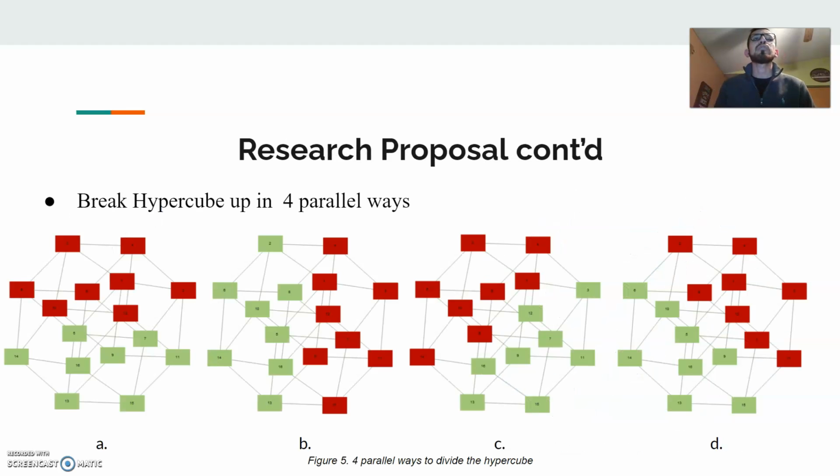Next, we are going to break up the hypercube into parallel ways as we did in the previous example where x equals 8 players. But instead of getting 3 parallel ways, we're going to have 4 parallel ways as we see in figure 5, with 5a being a horizontal way, 5b a vertical way, and 5c and 5d being in a diagonal way.